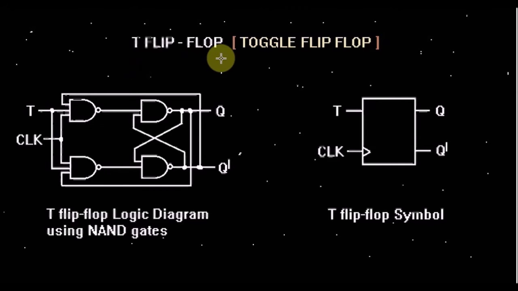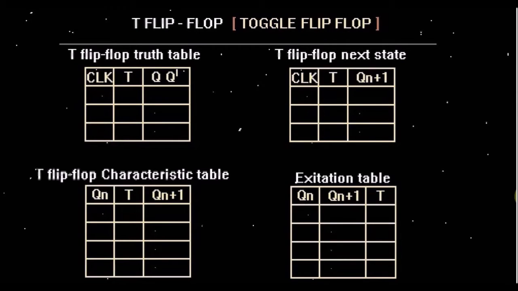Now let us fill in each of our tables. This will show how the output responds to different combinations of the T flip-flop and the clock inputs. Here, we will take the first state. When clock is 0, the flip-flop will not operate and the state will be stored. So whatever the value of T, the output will be in memory mode.